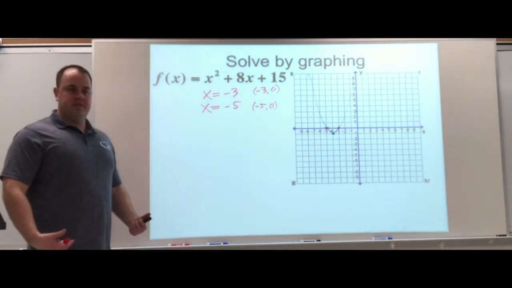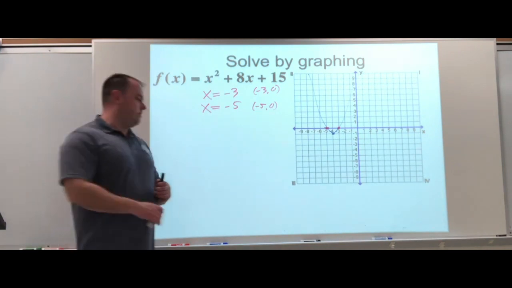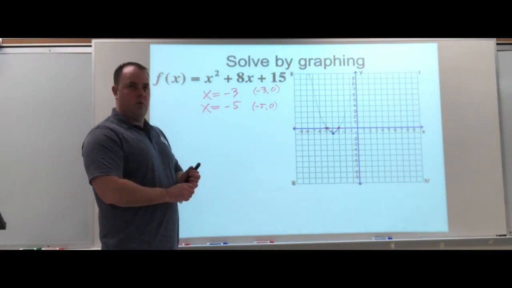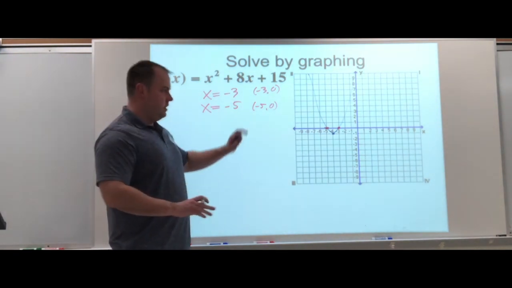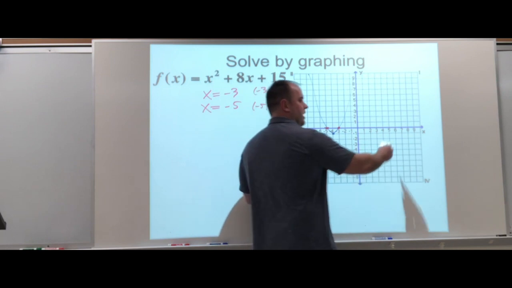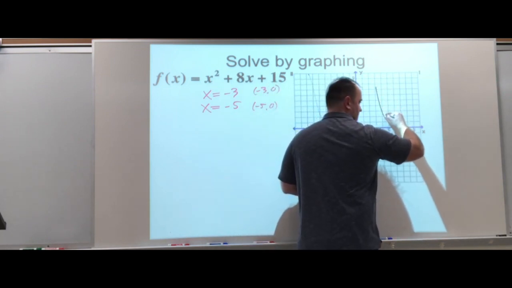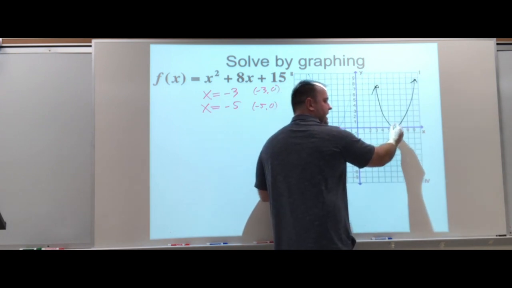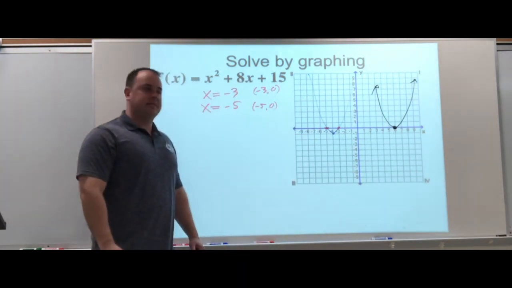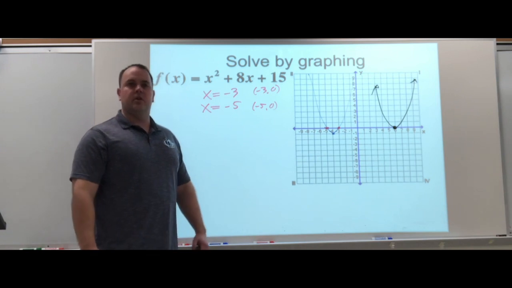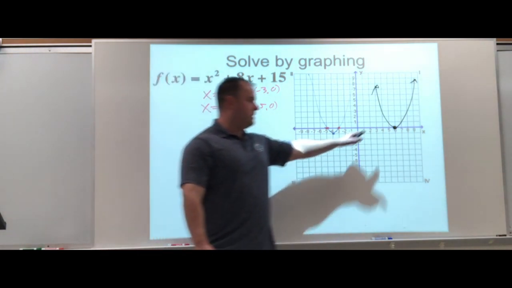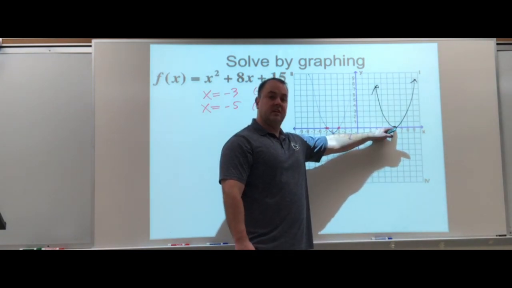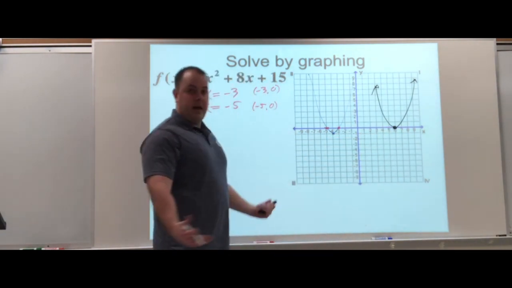Okay? If you get a situation where it only hits the x-axis once, meaning the vertex is the only part that hits the x-axis, you may only get one solution. So let's just say, just another example, if your graph goes like that, and the vertex is the only point that hits the x-axis, that's going to be considered your only solution. So a parabola like this only has one solution, x equals 6 in this case.